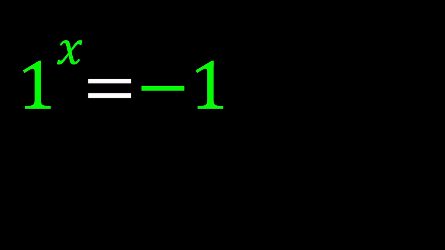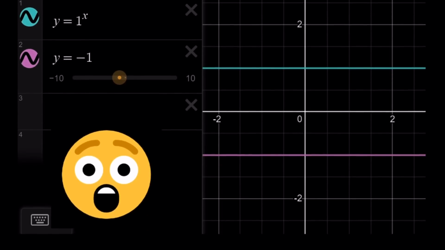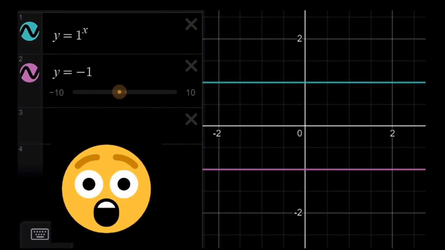Obviously, a lot of times when we're solving equations, especially exponential equations, we want to look at the graph either at the beginning or at the end, because the graph gives us an idea about intersection points. So when you graph these two functions, y equals 1 to the power x and y equals -1, or f of x and g of x, then you're looking for intersection points. And here we go. In Desmos, there is no intersection point.